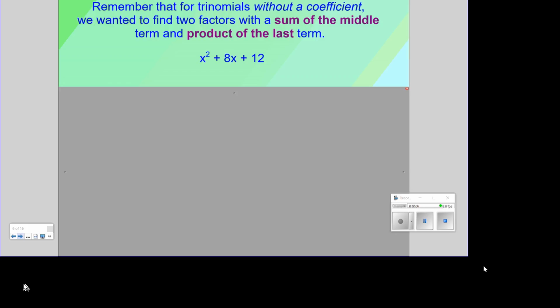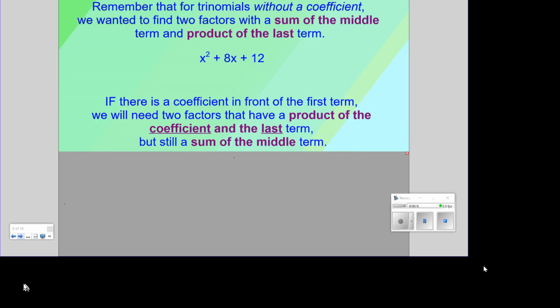Okay, so just to review, remember that for trinomials without a coefficient, we wanted to find two factors with a sum of the middle term and a product of the last term. So we saw this example already. We looked for two factors that added to 8 but multiplied to 12. So there's going to be a slight tweak to this with a trinomial with a coefficient. In a trinomial with a coefficient, we will need two factors that have a product of the coefficient and the last term, but still we're looking for a sum of the middle. So the only difference is what we're finding products of.